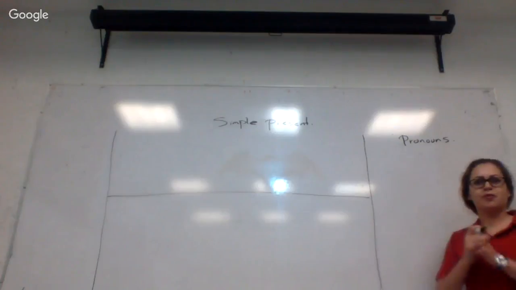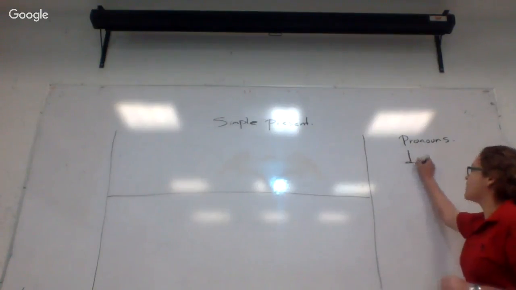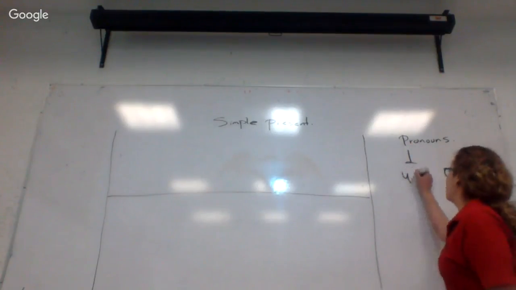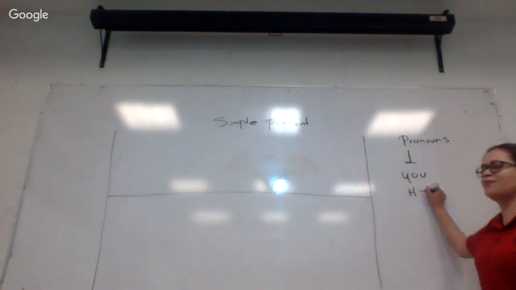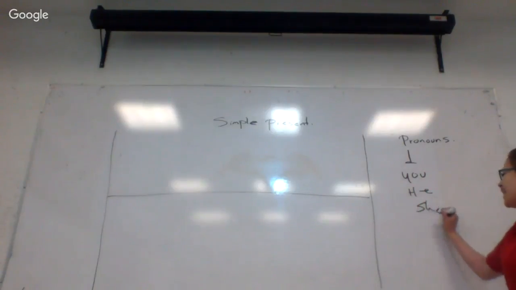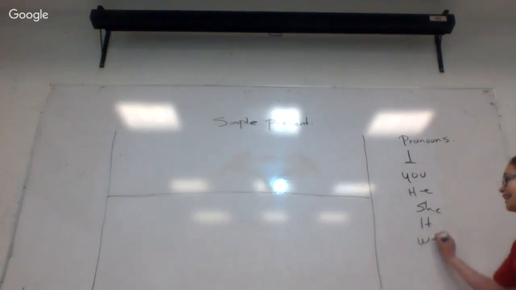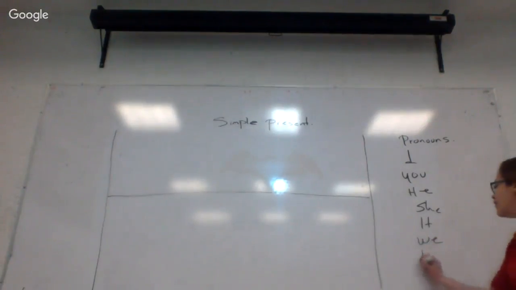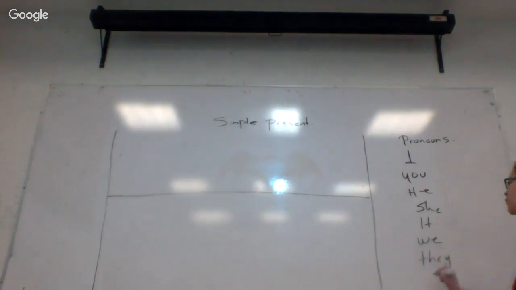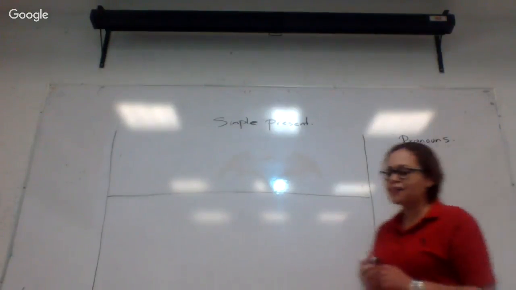Could you help me with those? It's I. What is the next one? I. You. You. He. She. He. We. And the last one? You. They. They. And if you want it, we can repeat it. Okay? If you want it.